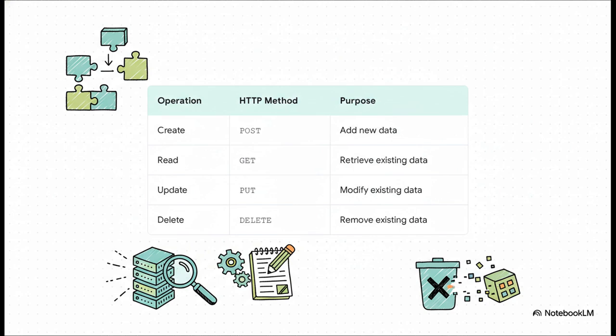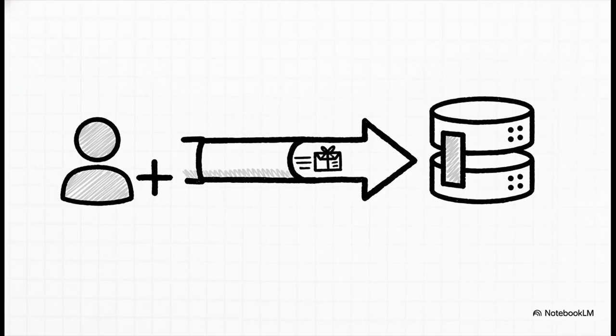GET is for reading data. We've already seen that. POST is for creating new data. PUT is for updating what's already there, and DELETE, well, that's for getting rid of it. So let's say you're building a feature where a user signs up or posts a comment, right? That's creating something new. For that, you use a POST request.